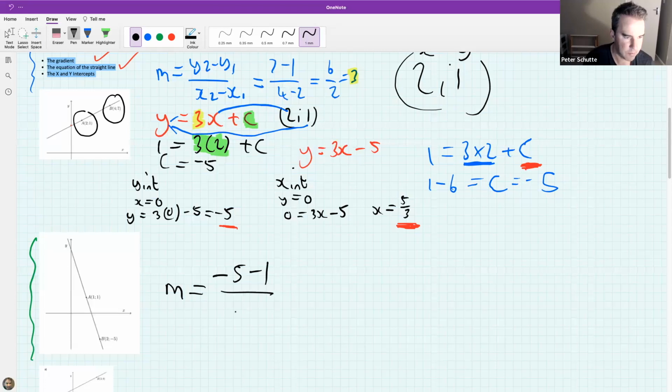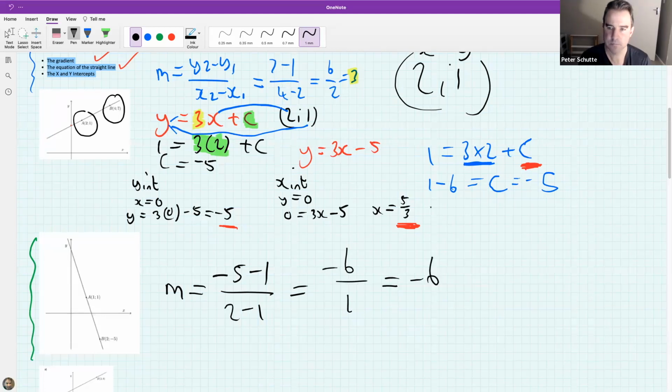Sir, I understand when you're finding the y-intercept, you let x equal 0, and when you're finding the x-intercept, you let y equal 0. But I don't understand what you mean by intercept. What does the word intercept mean?